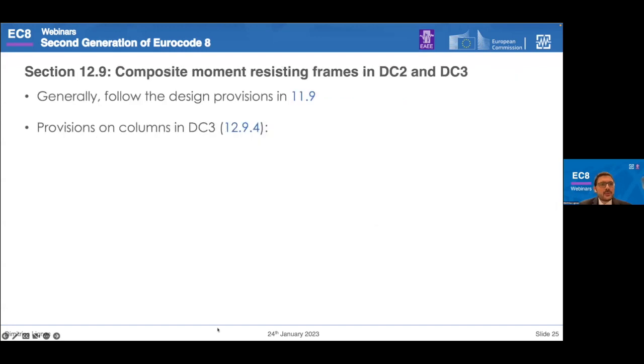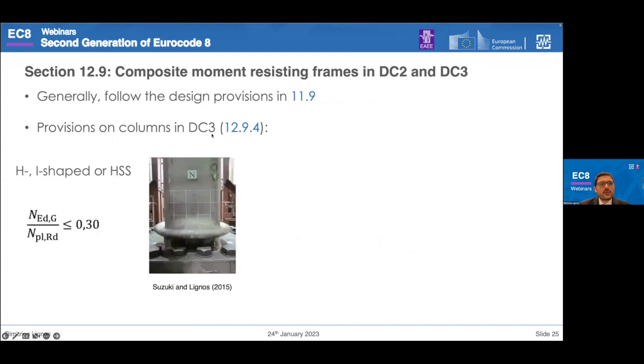Now, specifically to section 12.9 and composite moment resisting frames, generally these follow the design provisions in 11.9 that Professor Landolfo touched on in his presentation. I would like to just provide one particular detail that is actually quite important. This relates to provisions on columns in DC3.